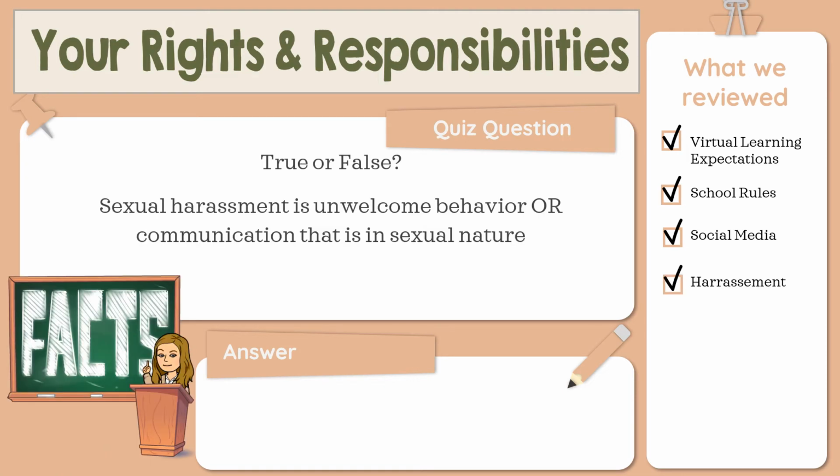Question number 7 is another true or false. Sexual harassment is unwelcome behavior or communication that is sexual in nature. Teachers, please pause the video and discuss this with your classes. You're correct. The answer is true. The actual definition for sexual harassment is listed in the question. It is unwelcome behavior or communication that is sexual in nature.